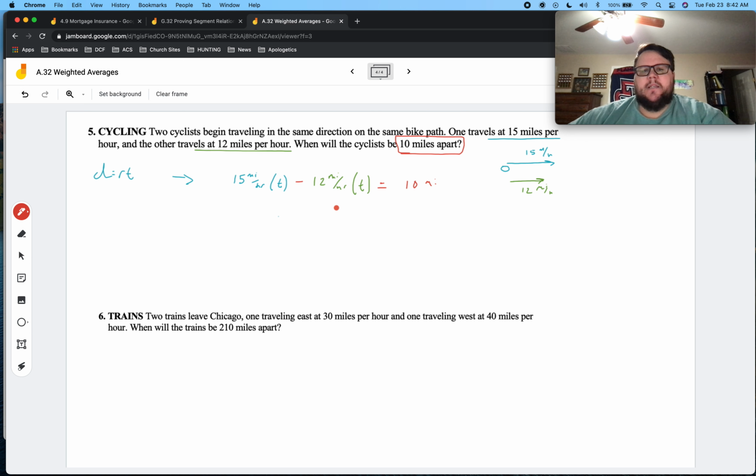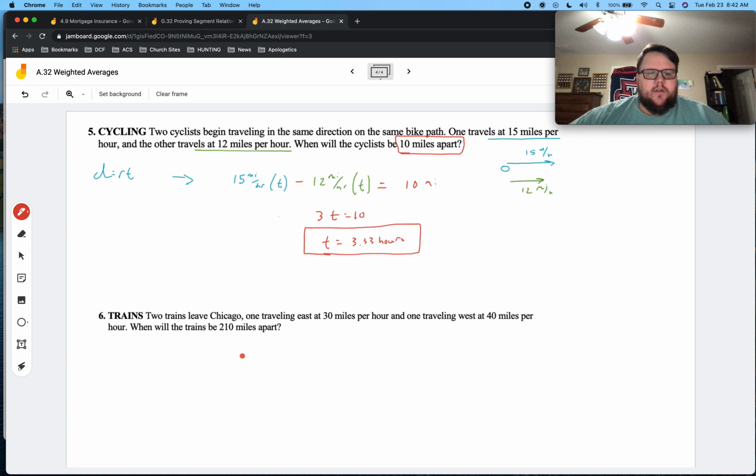So we just solve this. 15 minus 12 is 3, so 3t equals 10. Divide by 3 on both sides. T equals 3.33 hours. So it will take 3.33 hours for them to be 10 miles apart. All right, next problem.